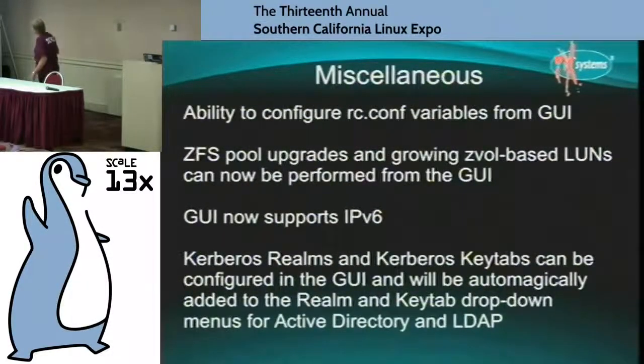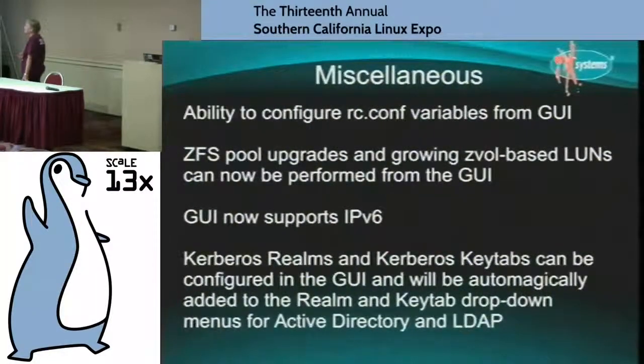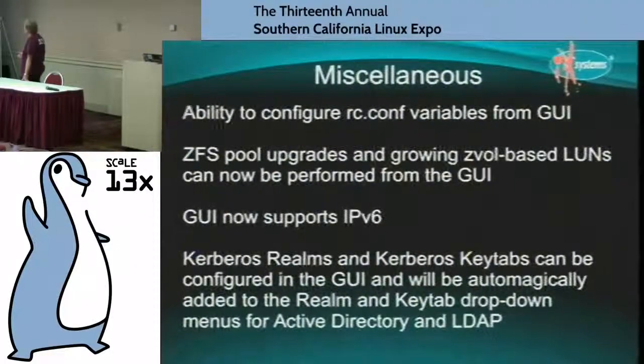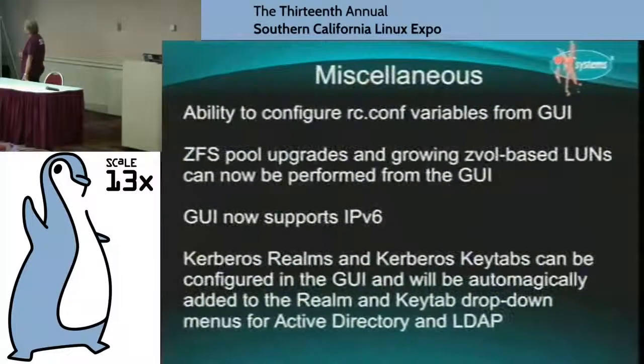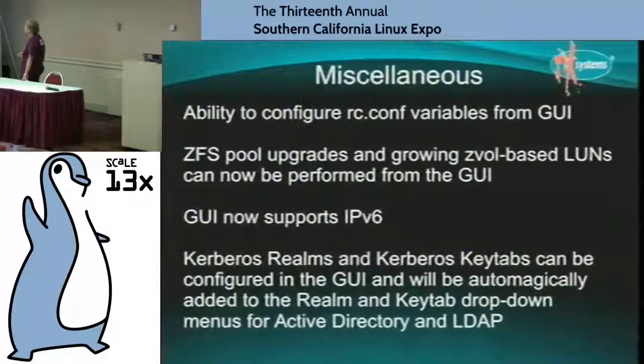In previous versions, you couldn't set any rc.conf variables, which could be very limiting. So this you can now do in the tunable section. In previous versions, you had to upgrade your pool from the command line. You can now do this right from the GUI. And in previous versions, you had to grow your iSCSI LUNs from the command line. Now, if they're zvols, you can just do that right from the zvol screen. Just bump up the number, and it automatically grows to the new size.